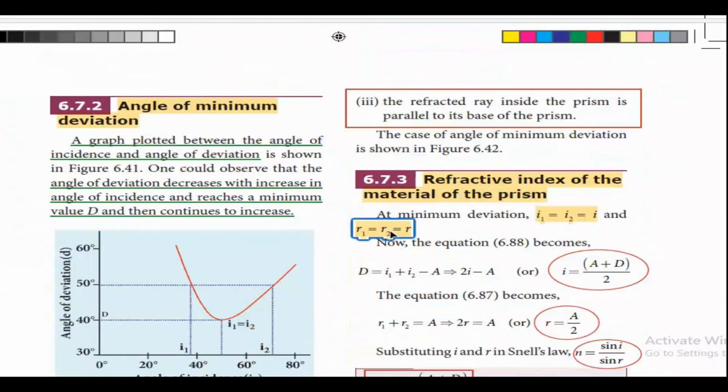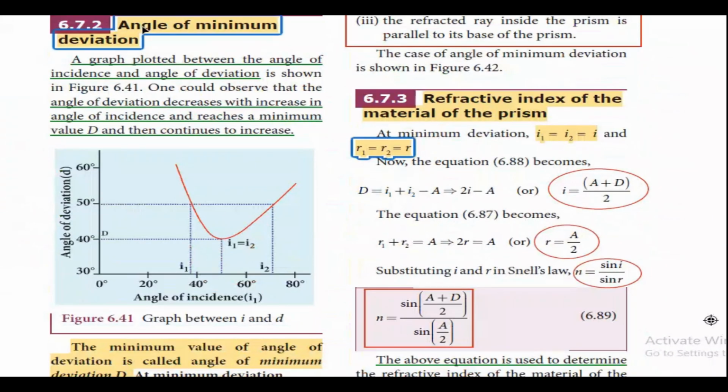Then the angle of minimum deviation. What is that? Let us study about it. So here a graph is plotted between the angle of incidence I for various values of the angle of incidence, 20 degrees, 40 degrees, 60 degrees, 80 degrees, like this. Angle of deviation is measured and a graph is drawn between these two, measuring these angles as 30 degrees, 40 degrees, 50 degrees, like that.